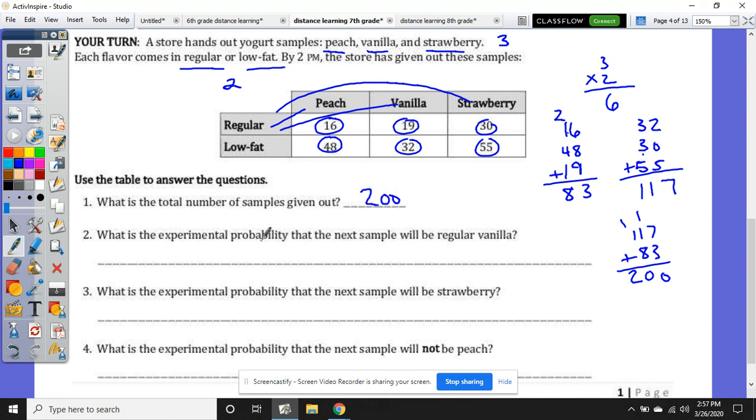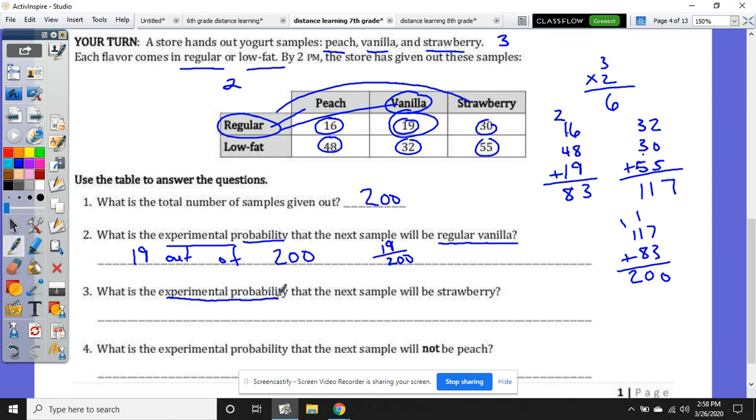What is the experimental probability that the next sample will be regular vanilla? So I'm going to look for regular, I'm going to look for vanilla, and there it is right there, 19. But it's 19 out of 200, right? Or 19 over 200.